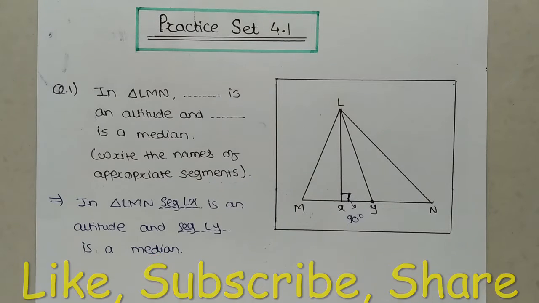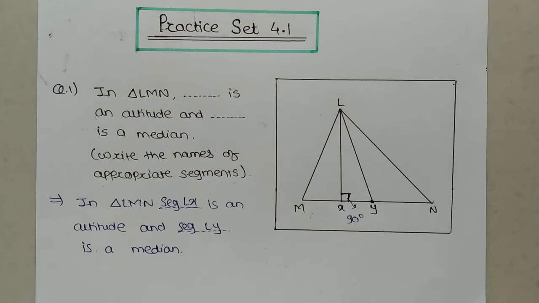Just remember that altitude means perpendicular line and median means midpoint. That means we have to join the midpoint of one side of the triangle to the opposite vertex of it. So this is the median. Now we have to solve the next question.